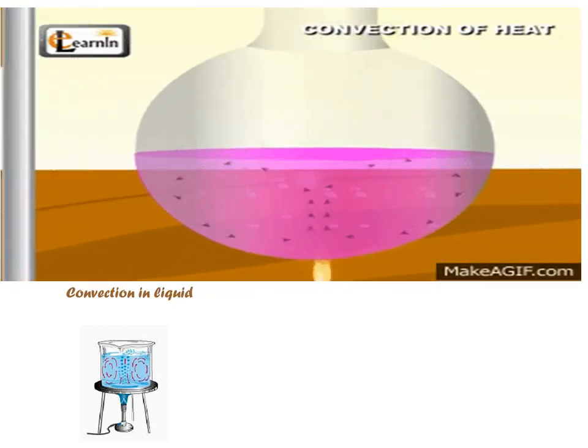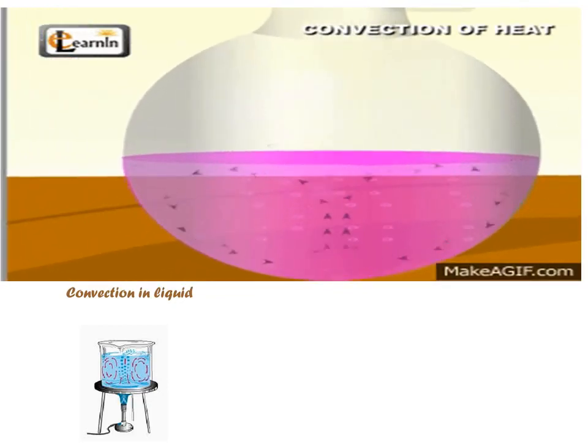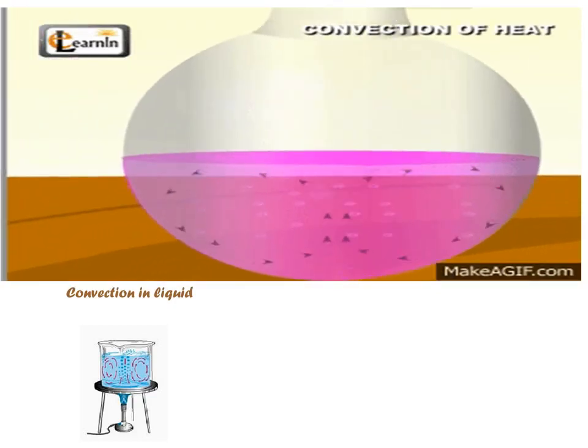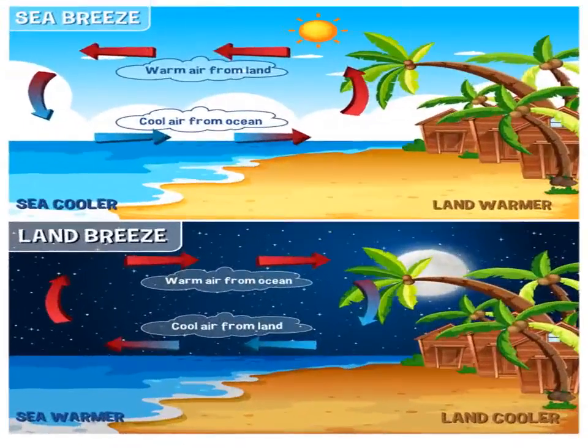Students, convection currents occur in everyday life, that is, land breeze and sea breeze. Come, we will enter into the world of land breeze and sea breeze. Students, as I mentioned earlier, convection also occurs in gases. An example of this is the formation of sea breeze and land breeze in coastal areas.